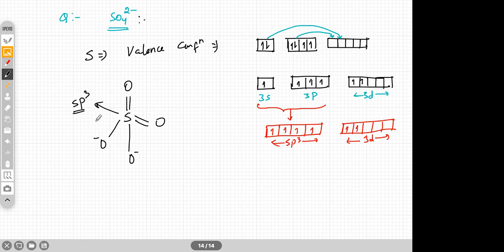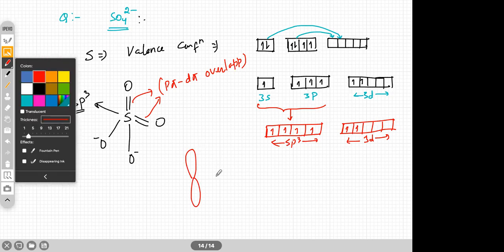If hybridization is sp3, geometry is tetrahedral. But sometimes they ask this question: this pi bond forms by which orbital overlap? You see, for sulfur we have d orbital and oxygen has p orbital. So what we say, this bond forms by p pi d pi overlap. P stands for the orbital of oxygen that is involved in this overlapping. The orbital of sulfur involved in this overlapping is d. And since this overlap gives you a pi bond, that's why it is p pi d pi overlap. P pi d pi overlap looks like this. This is the p subshell and d subshell.